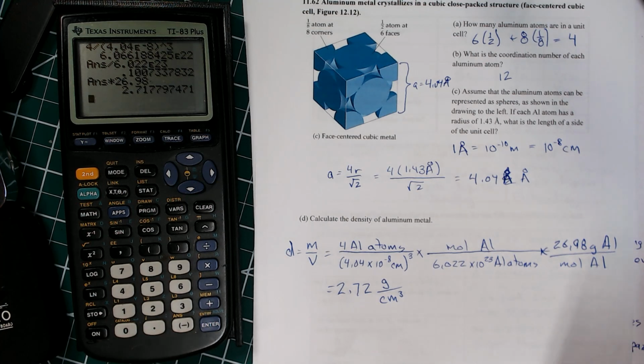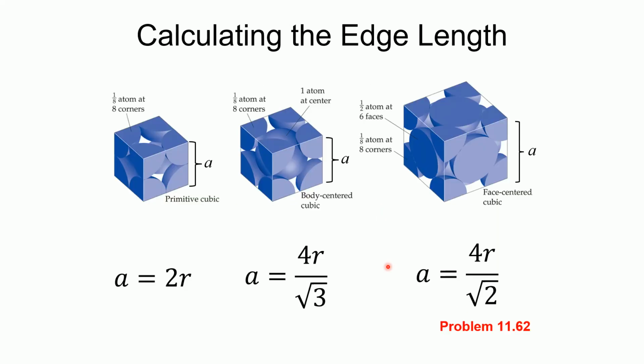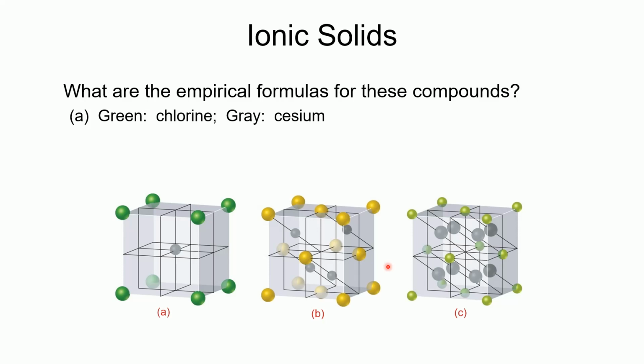If we've got ionic compounds, it turns out we can determine the empirical formula for an ionic compound by looking at a unit cell and determining what the formula is with that unit cell. So we're going to start with this green and gray one here on part A. So A here, we've got green is chlorine.